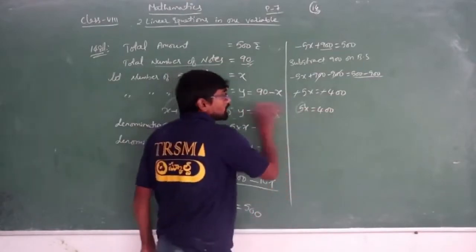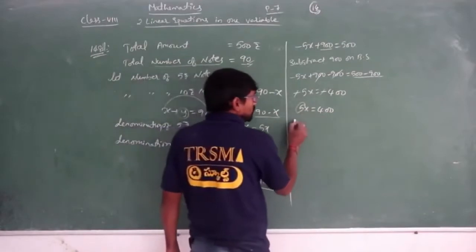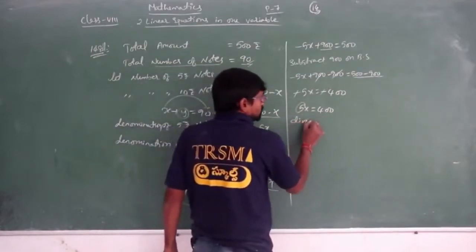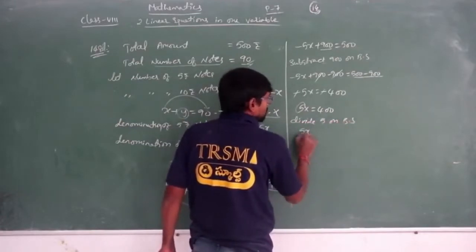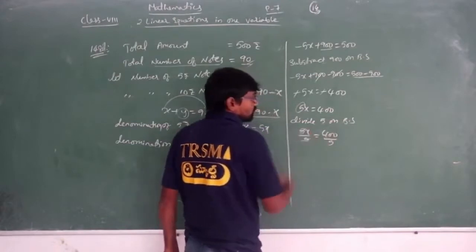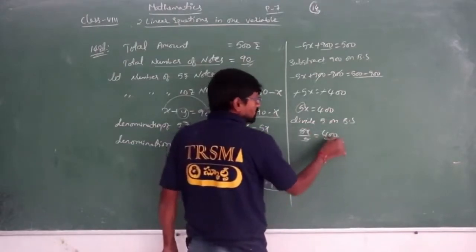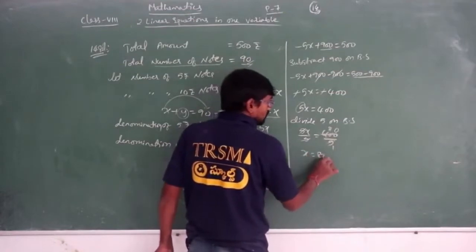Now 5 is multiplying to x. What I have to do? I have to divide 5 on both sides. So 5x by 5 equals 400 by 5, isn't it? Now 5 ones are 5, 5 eights are 40, 0. So x is equal to, we have got 80.